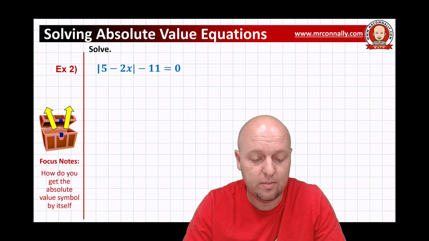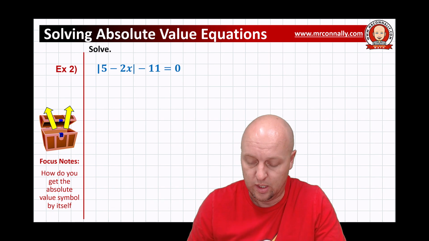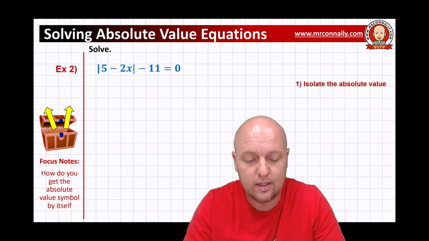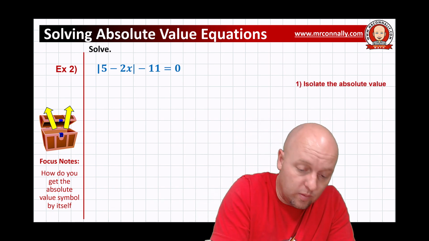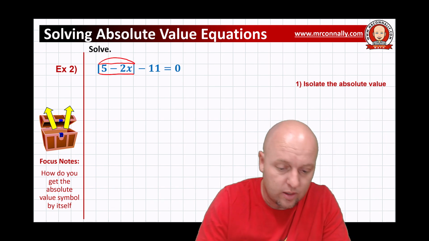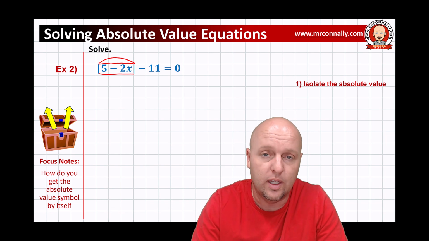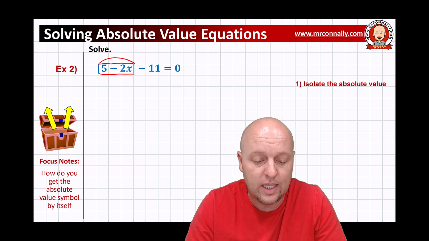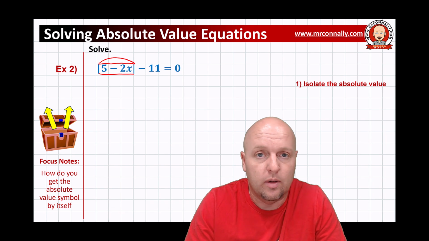Solve this one: the absolute value of 5 minus 2x, minus 11 equals 0. So in this case, we're trying to isolate the absolute value. And so we'll close up our treasure so we don't bother it. Okay, now is there anything around the treasure? Yes, there's negative 11. And so negative 11 is like a pirate over there trying to take it away.